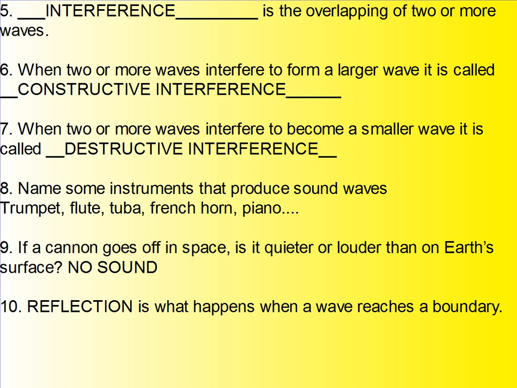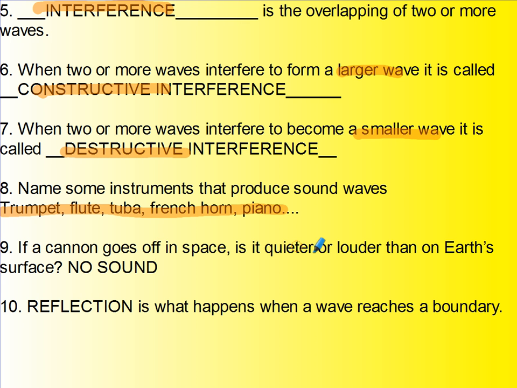Now, interference is the overlapping of two or more waves. And when they interfere to form larger waves, that's constructive interference. When you get a smaller wave, that's destructive. It could also be partial destructive interference. Some instruments play waves that produce sound waves. I don't know. Here's my list. You come up with a list.